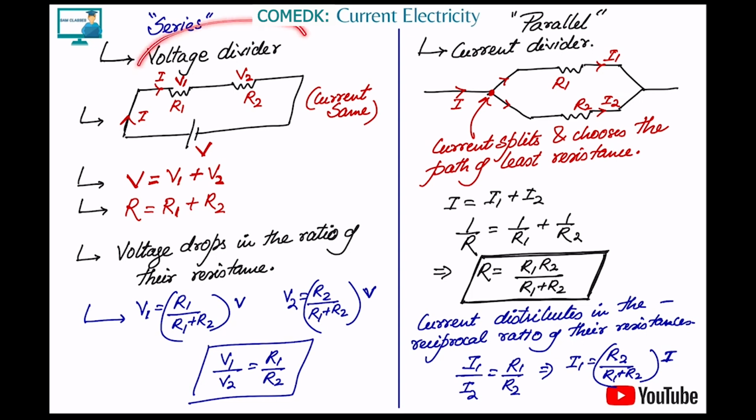Now this is like a voltage divider. It is dividing the voltage. Here the voltage is V1 in this, and for the resistance R2 it is V2. The current remains the same. So everybody understood the basics of what is a parallel circuit and a series circuit.